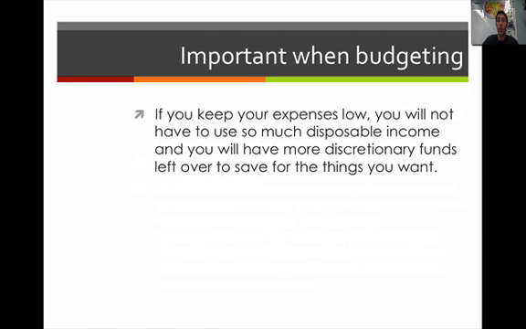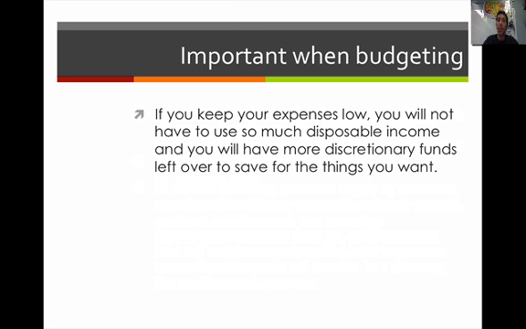It's also important when budgeting. Keep in mind, if you keep your expenses low, you will not have to use as much disposable income, and you'll have more discretionary funds left over to save for the things you want. So maybe instead of the unlimited data plan, I go with a smaller data plan. Instead of a luxury car, I go with more of a basic model car. And as a result, I have more discretionary funds to save for retirement, retire at a younger age, go on a vacation, or do other things that I want, that fun money.